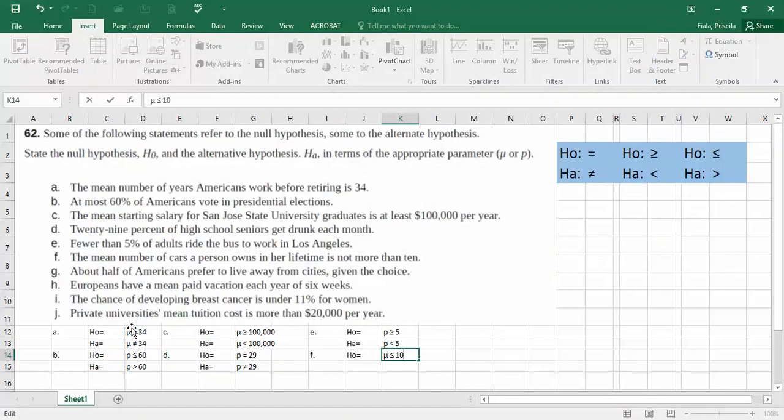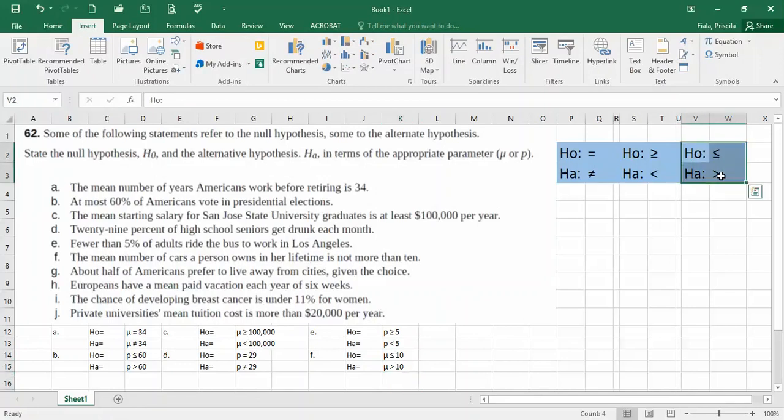10, correct? Therefore, my alternative hypothesis is going to be that my mean is actually higher than 10, using this. Let's try G. We're almost done.